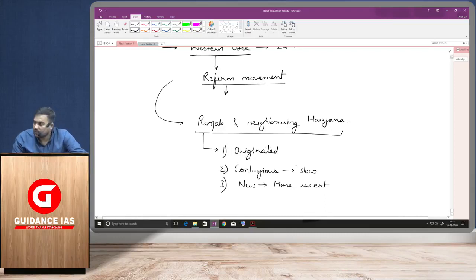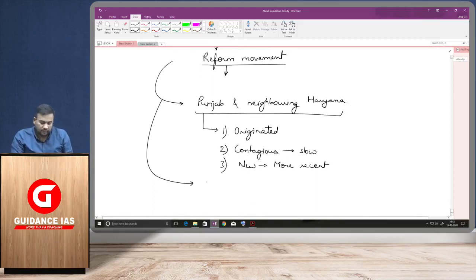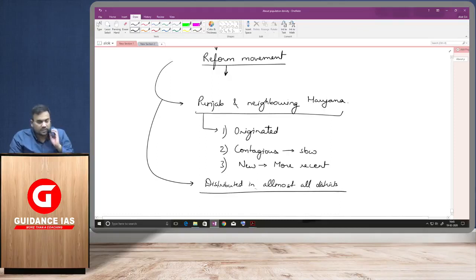Thus, its diffusion has been what? It has been limited. Okay? So, high concentration is found where? In this area. But a very important aspect of Sikhism is, it is one of the religions which is distributed in all districts of India. Although the concentration is low, not even 1% you'll be finding, but it would be found to be distributed in all the districts of India.